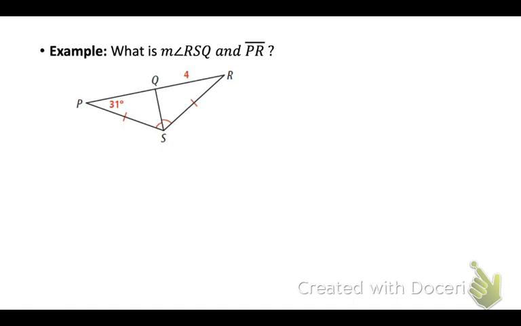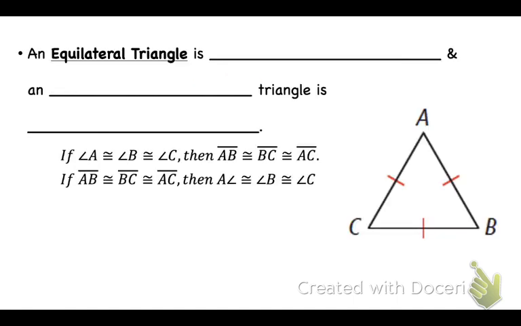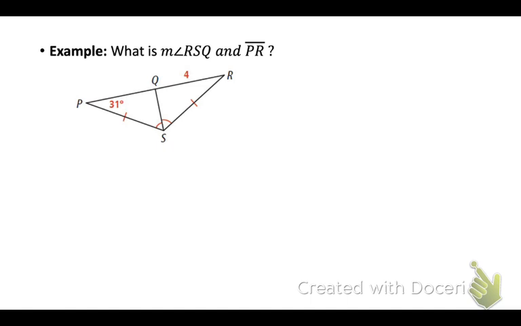Okay. So what is the measure of angle RSQ and the length of PR? Okay, so we're going to do some stuff. What do we know about this triangle? It's an isosceles, yes? How do we know that? It has 2 sides that are equal, yes? So if PS is congruent to SR, what do I know about P and R? They're congruent also, right? So what's R? 31. So angle R is 31, okay?